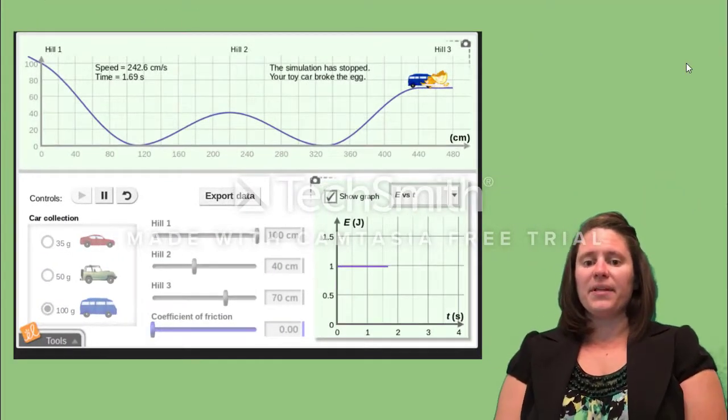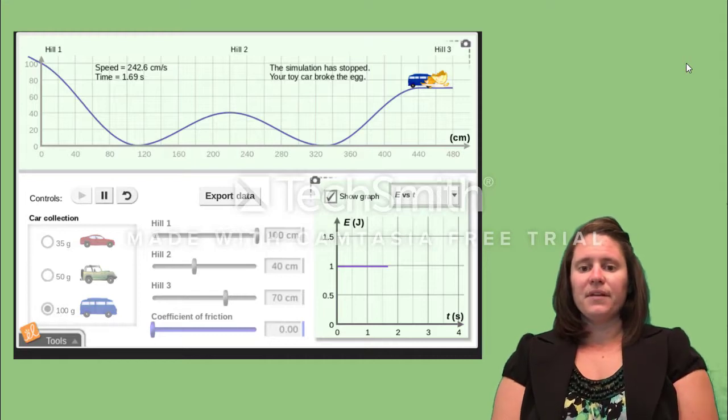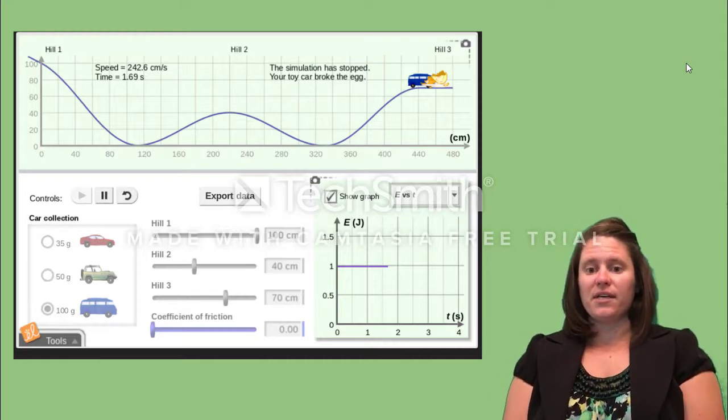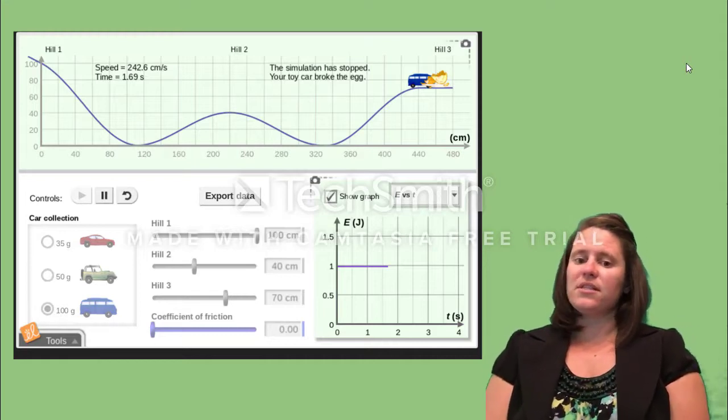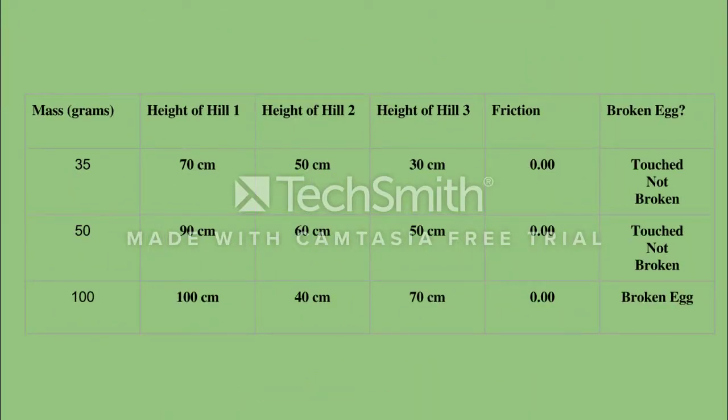Finally, I completed the last 100-gram car. The first hill I set to 100 centimeters, second hill to 40 centimeters, and third hill to 70 centimeters. And I kept the coefficient of friction at 0. The results are shown above. I also entered that data into my data table.